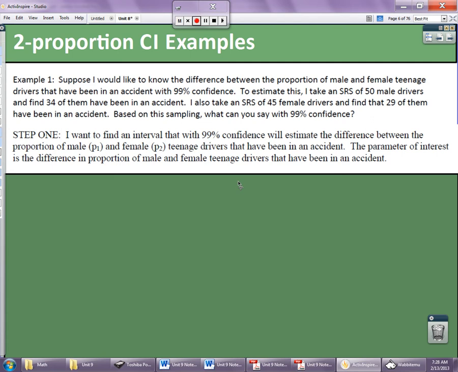Alright, so you're going to want to pause this along the way, and I will tell you when to pause it because I want to make sure that you get this. So step 1, I want to find an interval that with 99% confidence will estimate the difference between the proportion of male. So here I'm identifying my P1 to be male, that's going to be my first proportion, and then my females are going to be my P2, which are my female drivers, that have been in an accident. The parameter of interest is the difference in proportion of male and female teenage drivers that have been in an accident. So again, at any time, please pause this, or you can pull it back and rewind as needed.